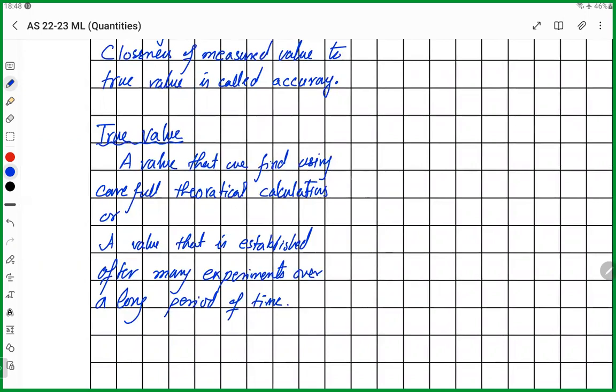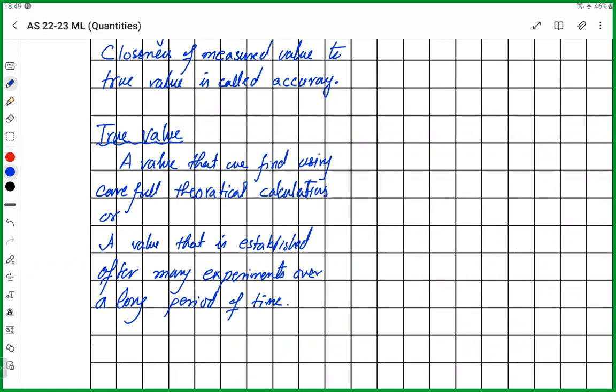One is a value that we can calculate using theoretical calculation, theoretical formulas and theoretical laws and everything. There is a mathematical way of finding the true value. And another thing is that we keep repeating an experiment for decades or sometimes for centuries, and then we find a value, and then we can consider it as a true value.